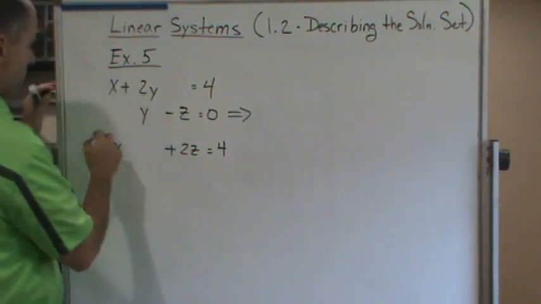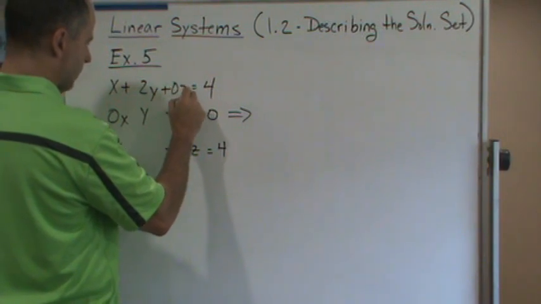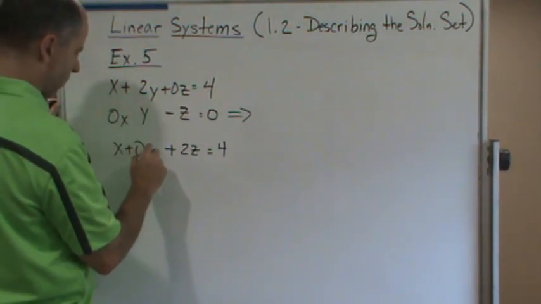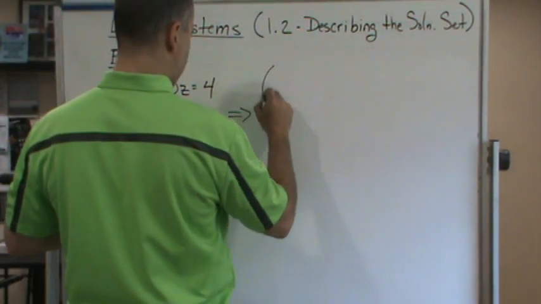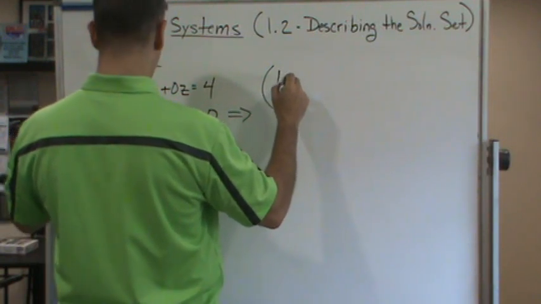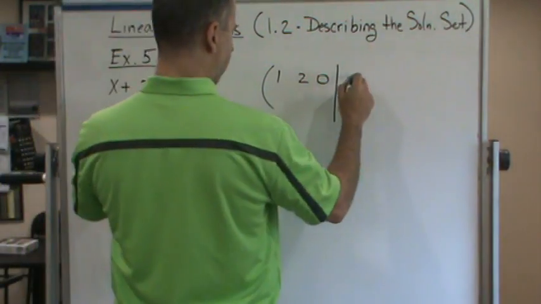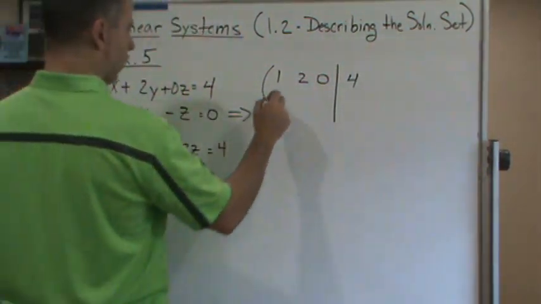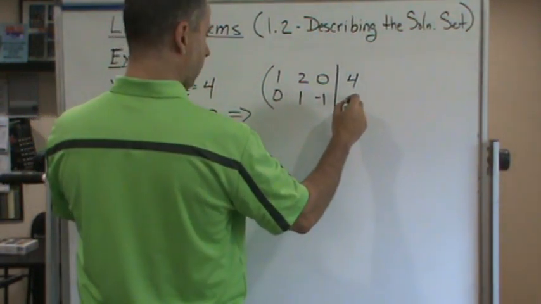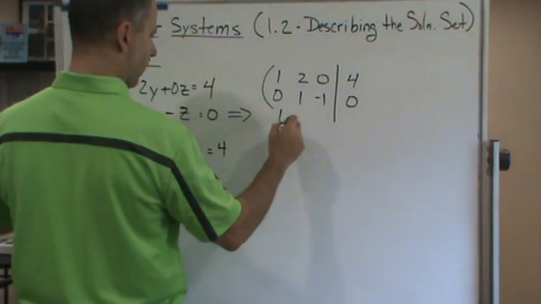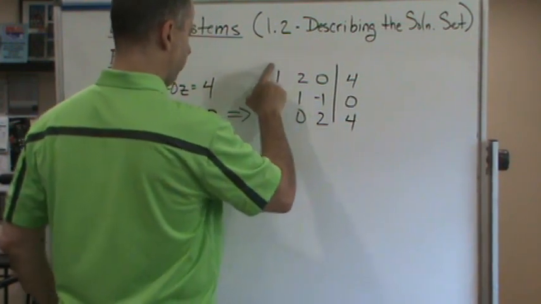Let's put in zeros. So this is going to be 0x, plus 0z, plus 0y. Let's just fill in the numbers, and that gives us 1, 2, 0, and I'm going to put a line here, 4. Then 0, 1, -1, 0, and then 1, 0, 2, 4.